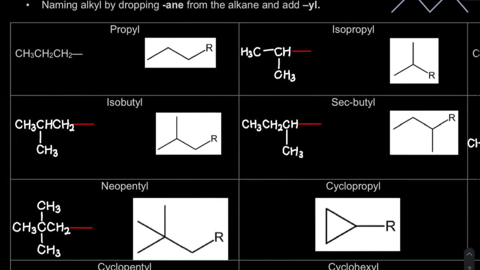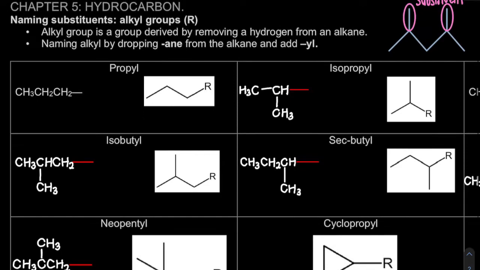So here we have our propyl. Propyl is originally from our propane. So again, we have 1, 2, 3, 3 carbons. For the propyl, it is divided into two: there is propyl and there is isopropyl. Propyl is 1, 2, 3 as well.